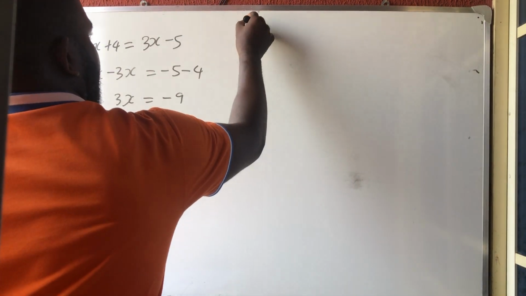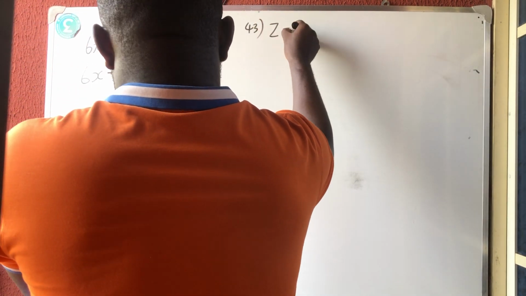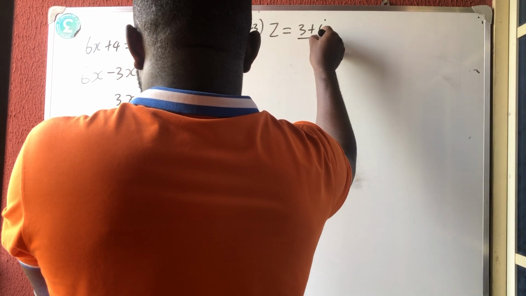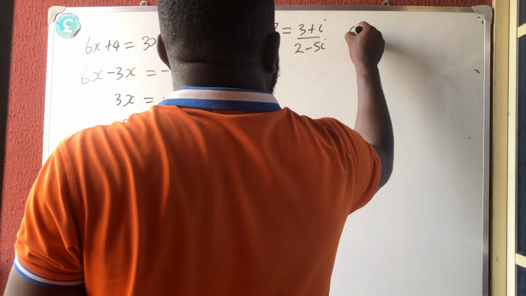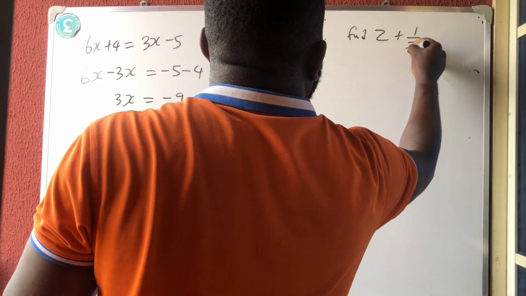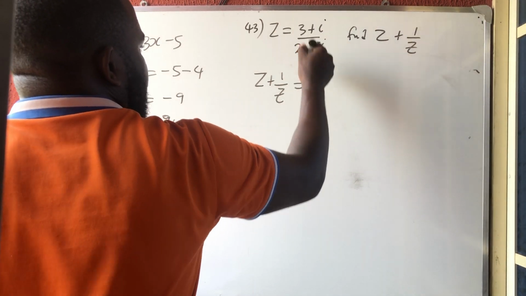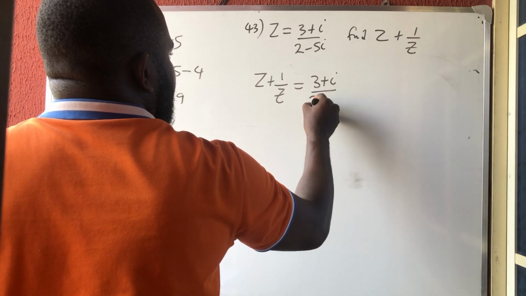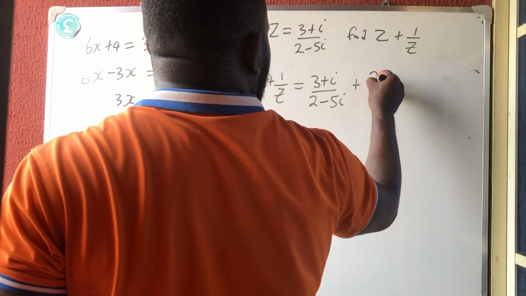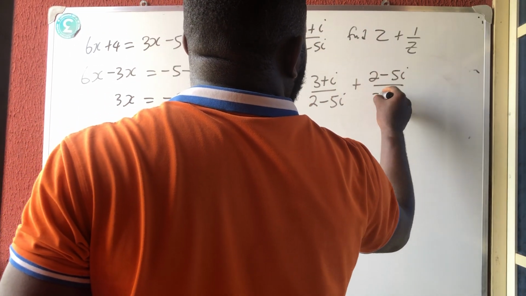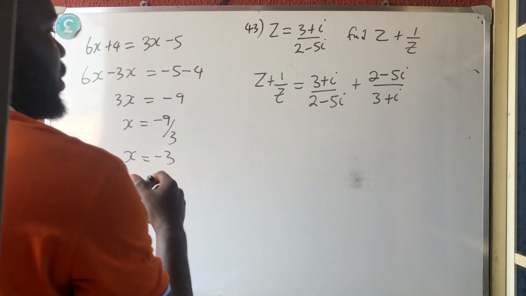Number 43 said that if z is equal to 3 plus i over 2 minus 5i, then we should find z plus 1 over z. Now, z plus 1 over z is equal to z itself, which is 3 plus i over 2 minus 5i, plus, now inverse of something means turn it around, so I'm going to have 2 minus 5i all over 3 plus i. Okay, now in addition of fractions, first of all is their LCM.